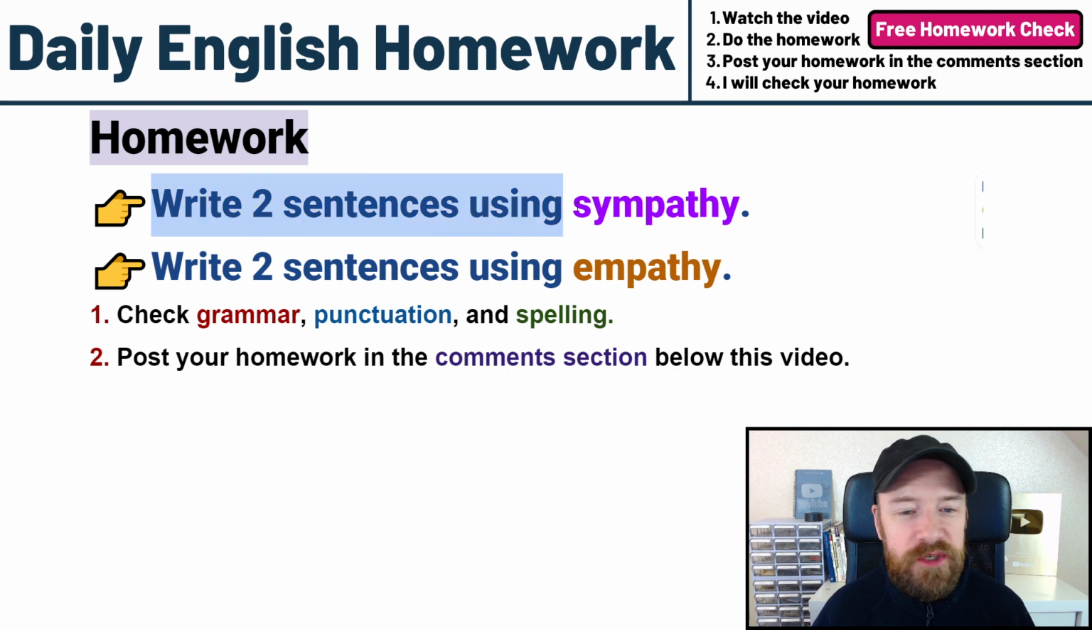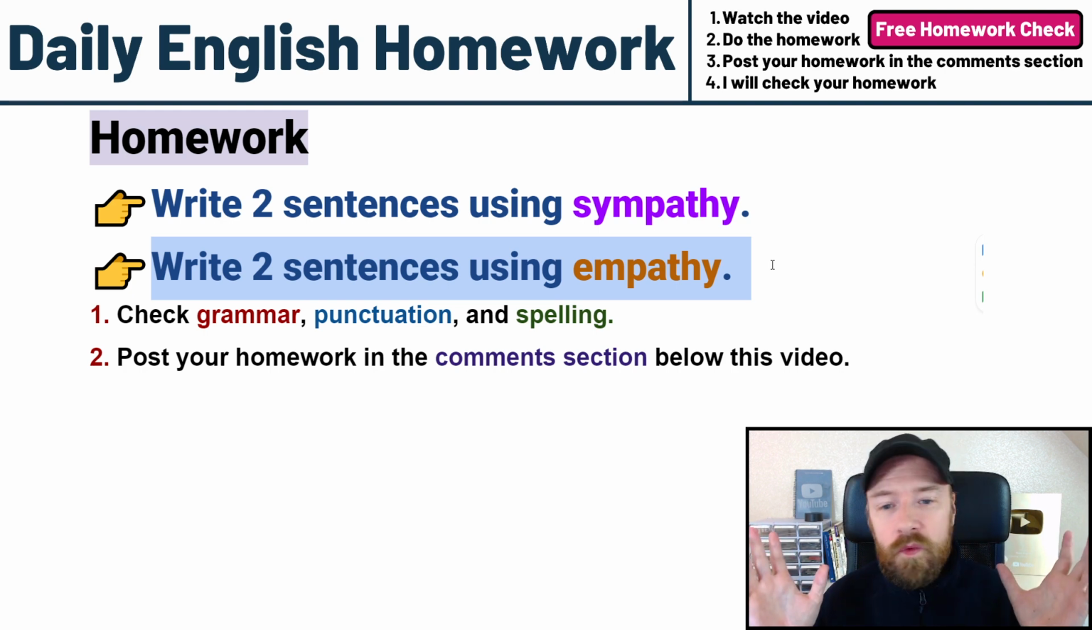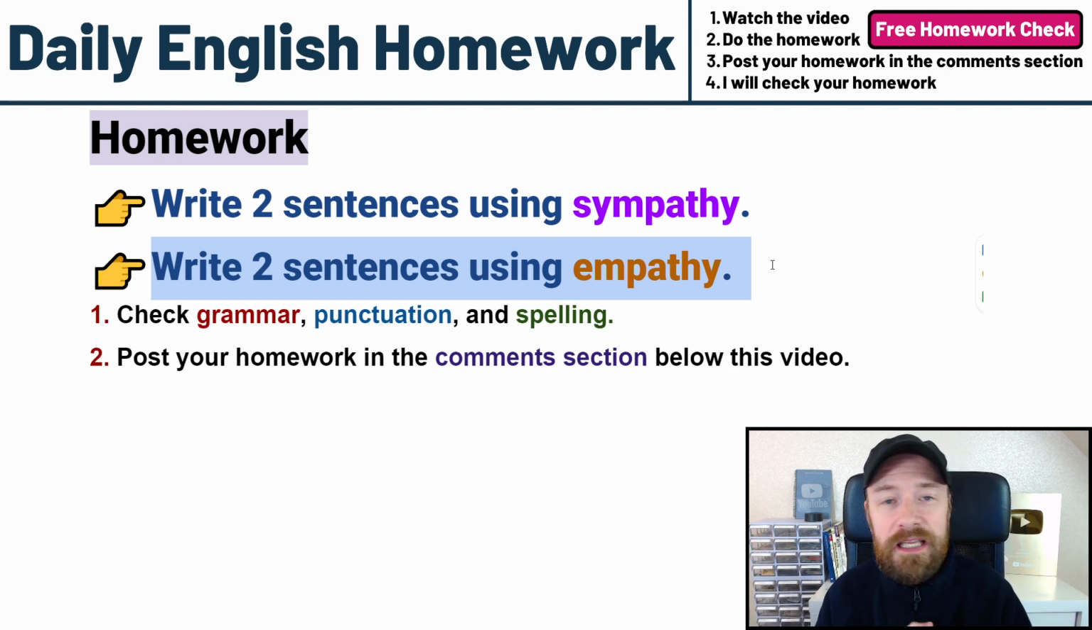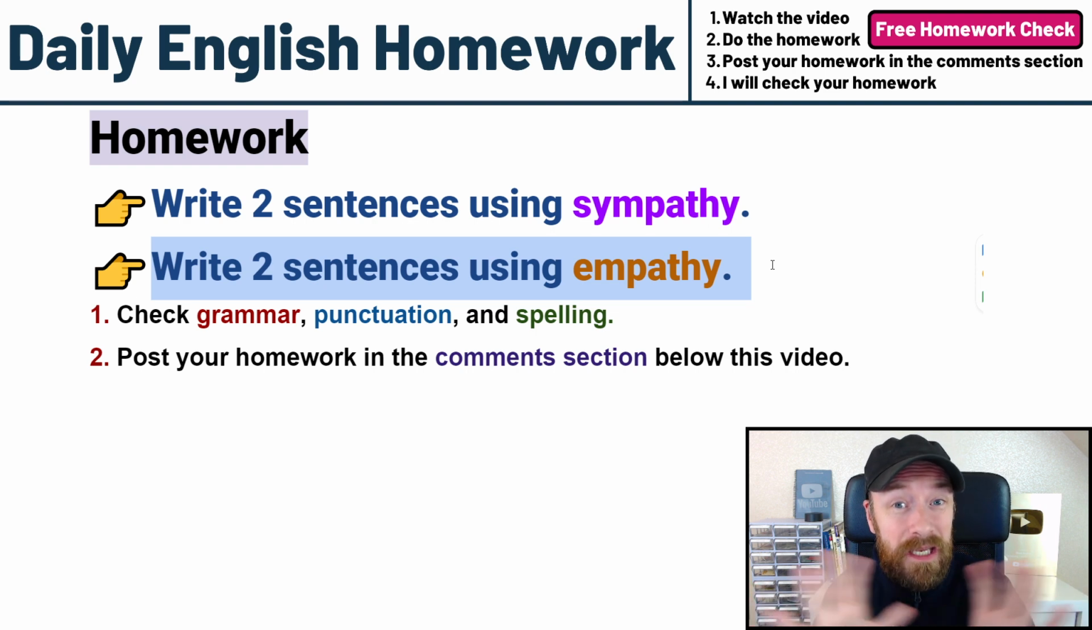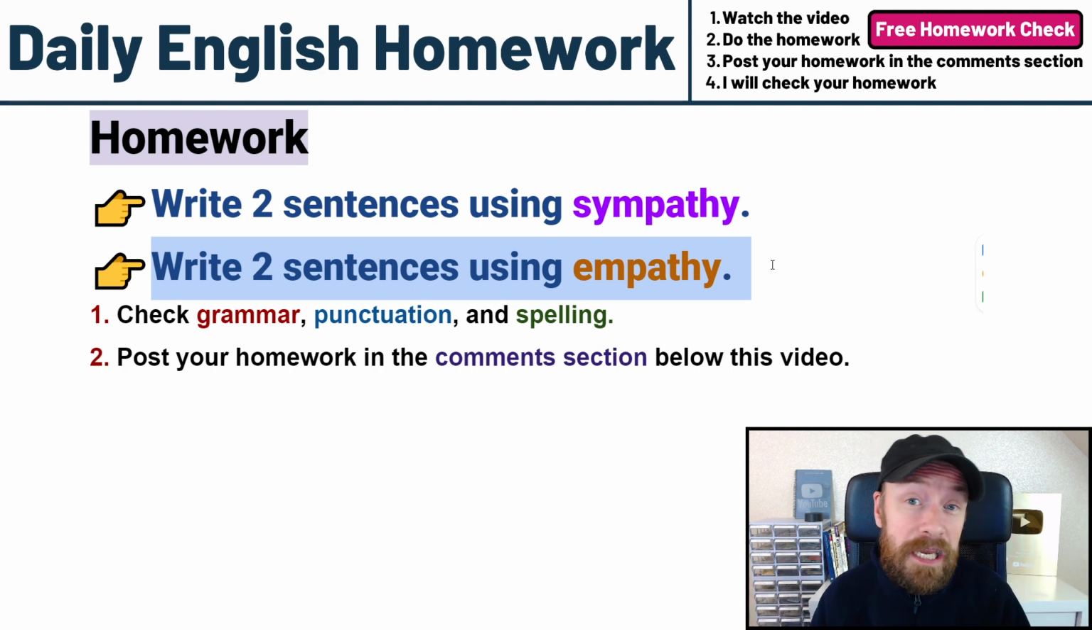It says write 2 sentences using sympathy, write 2 sentences using empathy. So yes, we're going to talk about these 2 words, sympathy and empathy, and what's the difference between these 2 words. They are very similar because they are dealing with emotions, and sometimes native speakers use them interchangeably, meaning they're the same, but they are different words and they are slightly different in the meaning and how we use them. But I'm going to explain in this video, so please watch this video and do the homework.